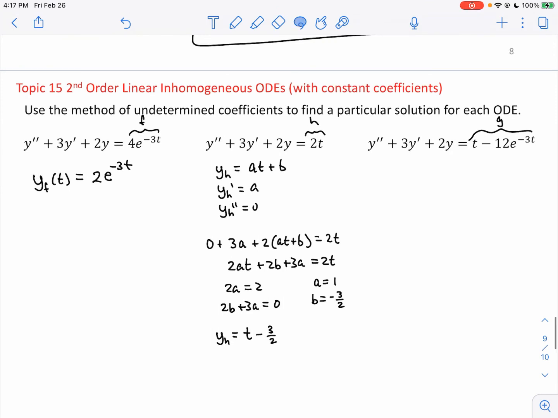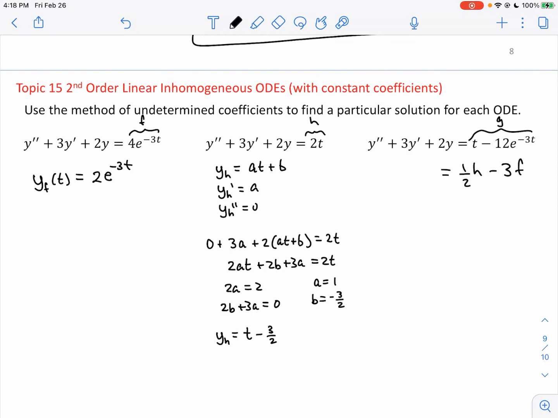So now I have a new forcing function over here. But notice it's made up of combining forcing functions for which I had already found particular solutions. So g over here is the same thing as 1/2 of the h function, right? Because the h function was 2t. And this part here, we're subtracting 12 times e to the negative 3t. Well, this f was 4 e to the negative 3t, so we're subtracting 3 f's from this. Right, so my g is really 1/2 h minus 3 f's.